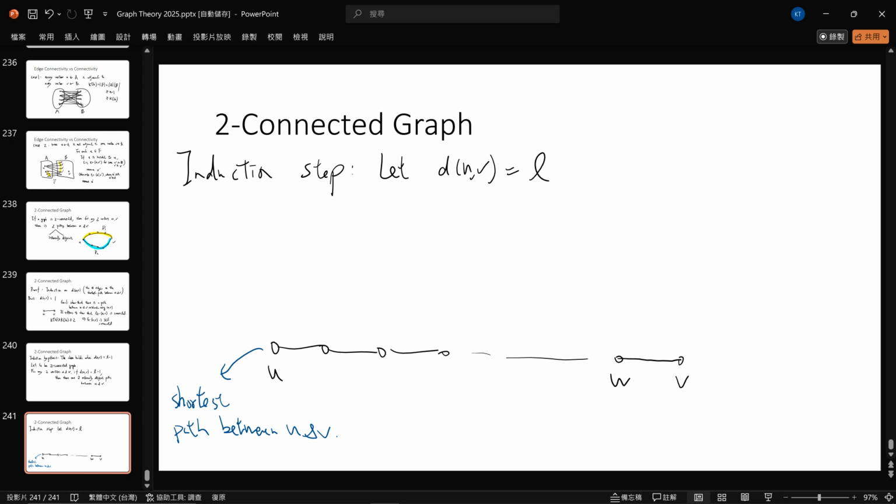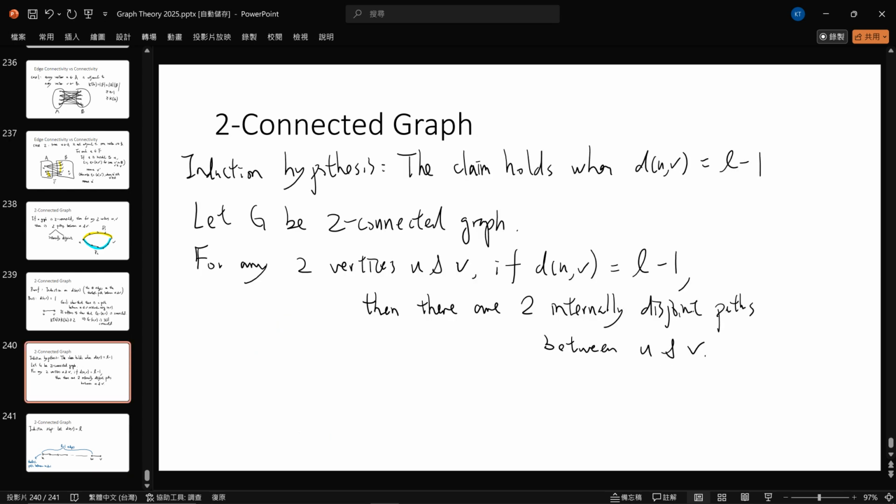And since W is the one that is just before V, this means we have exactly L minus 1 edges between U and W. Then we can apply our induction hypothesis because we have something to say about U and W, since they are L minus 1 edges apart. So according to our induction hypothesis, since their distance is L minus 1, we know that there are two internally disjoint paths.